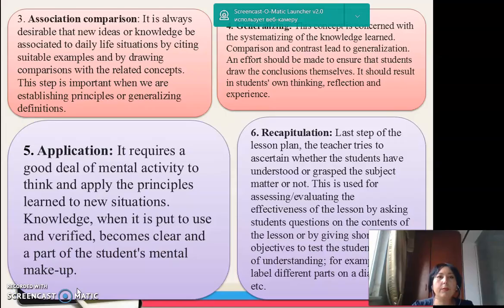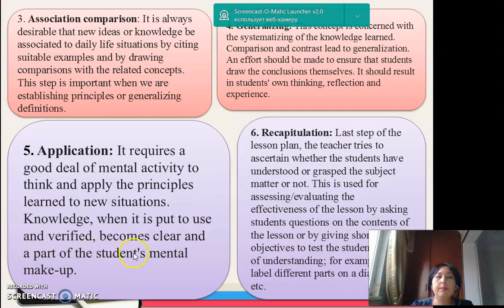The third phase is association and comparison. It's always desirable that new ideas or knowledge be associated to daily life situations by citing suitable examples and by drawing comparisons with a related concept. This step is important when we are establishing principles and generalizing definitions.